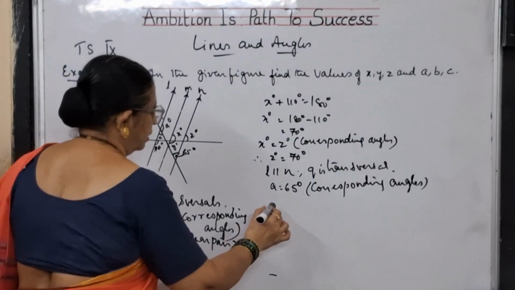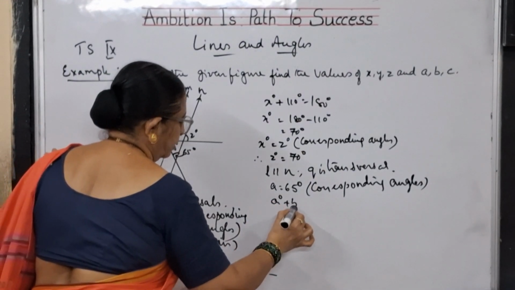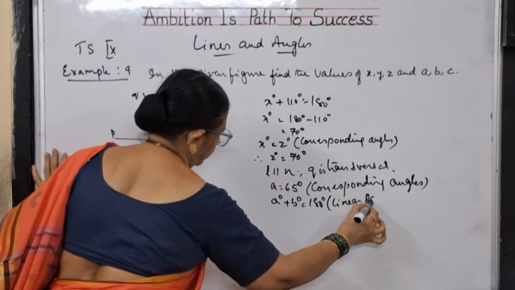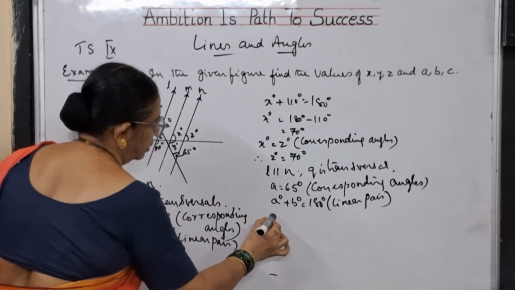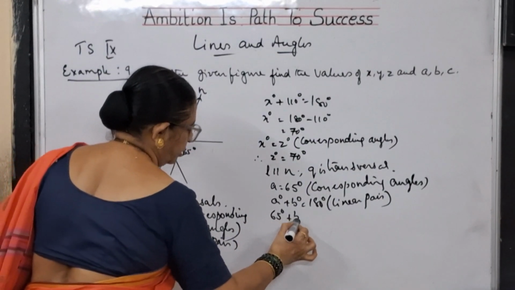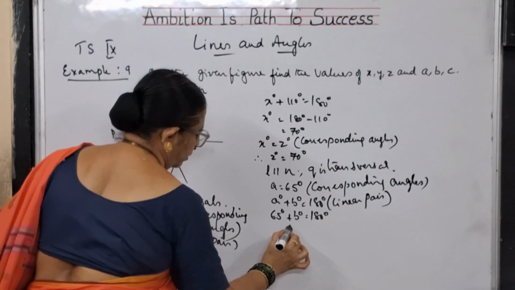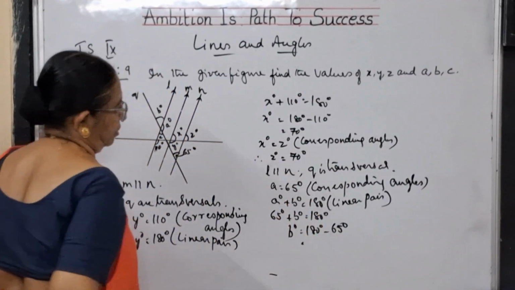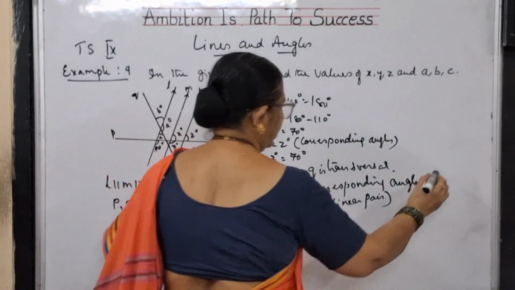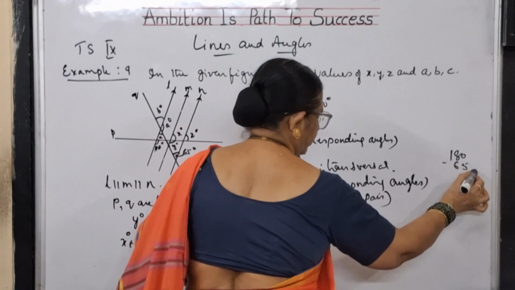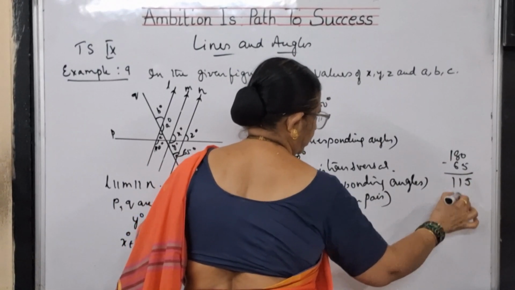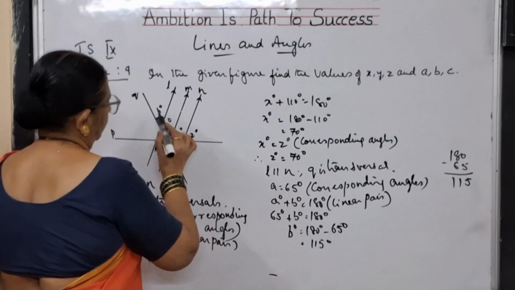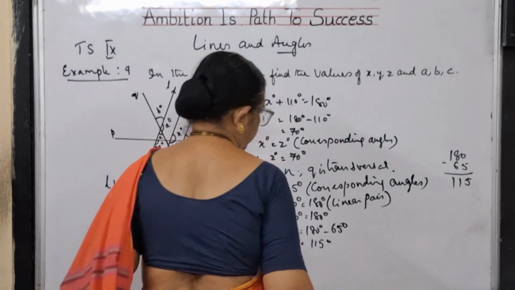And we know that A degrees plus B degrees is equal to 180 degrees. They are linear pair. Therefore, A is 65 degrees plus B degrees is equal to 180 degrees. So, what is B degrees? 180 degrees minus 65 degrees. So, 115. See, 180 minus 65. So, here 5, here 1, here 1. 115 degrees angle B.